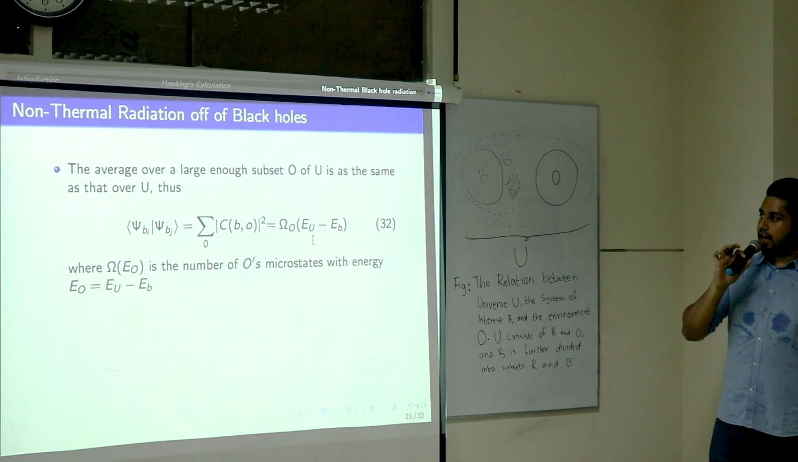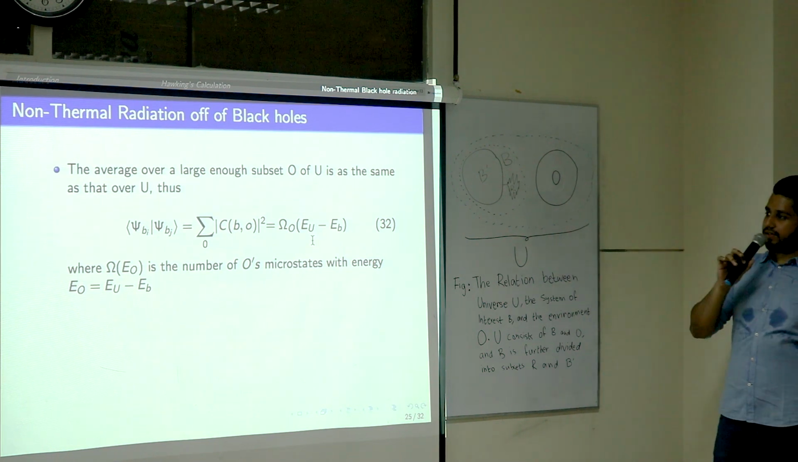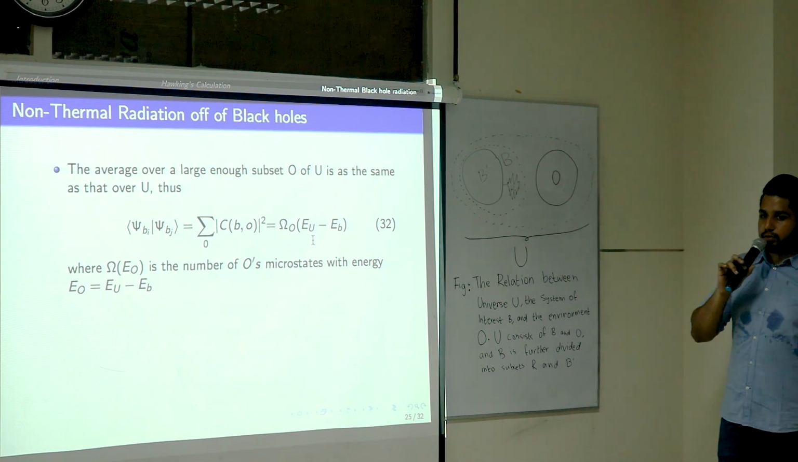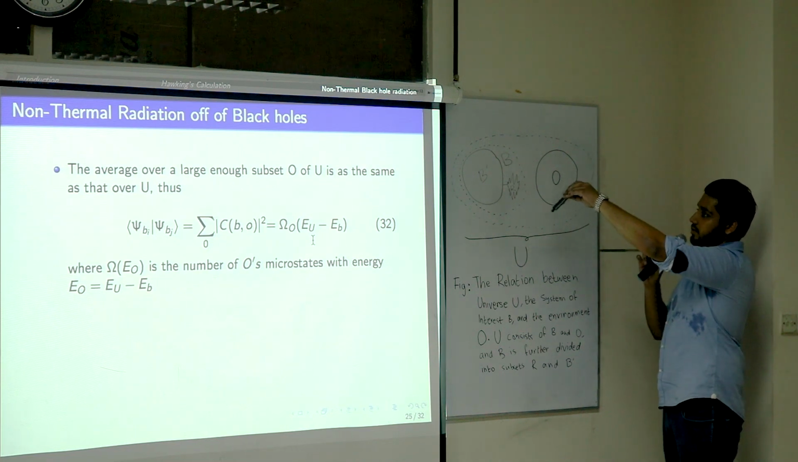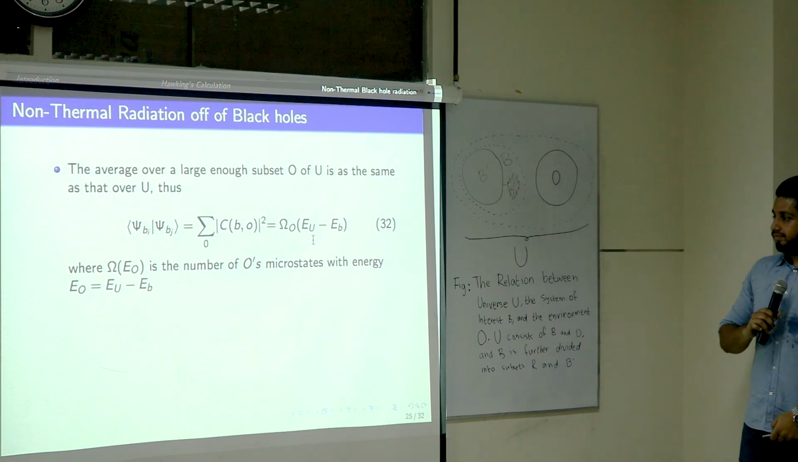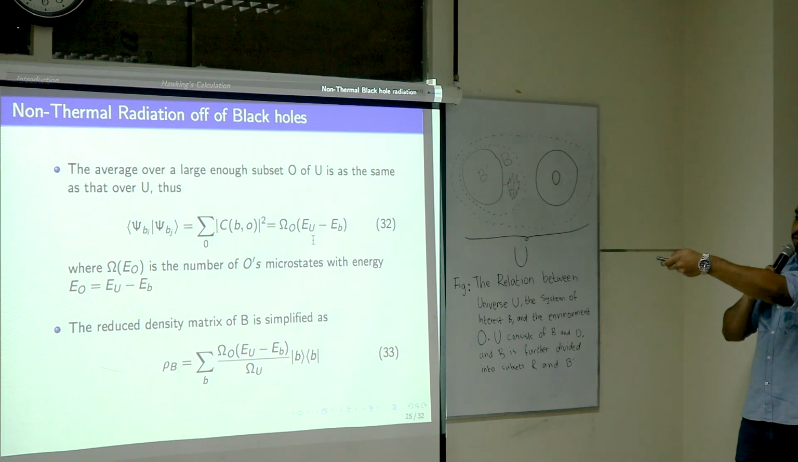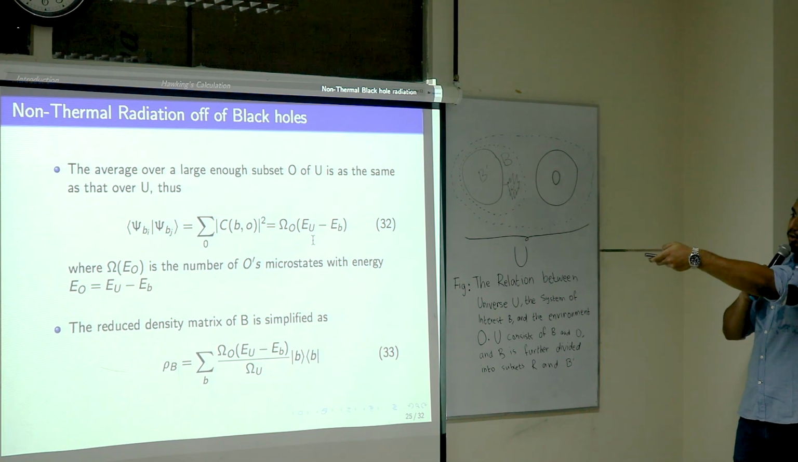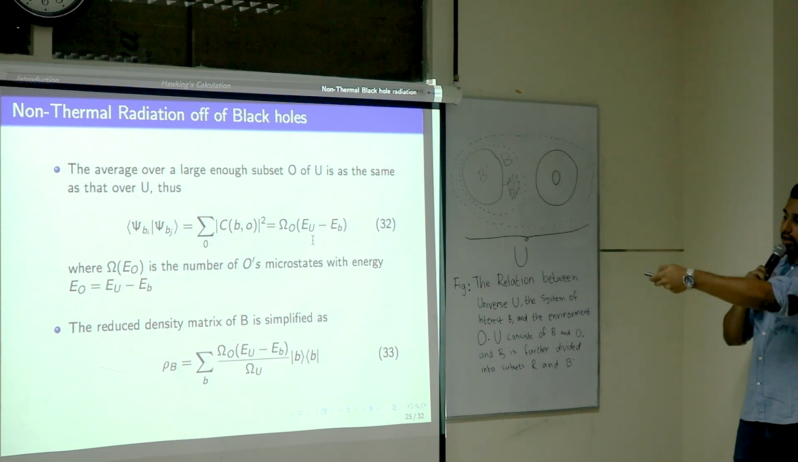The average over a large enough subset of O of U is the same as that over U. So we take into approximation that our O is basically our U. It's large enough. We again do some math. We stated what E_O is, E_U minus E_B, and we state the density matrix in terms of that.